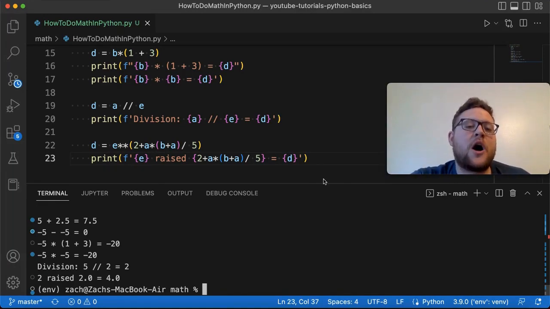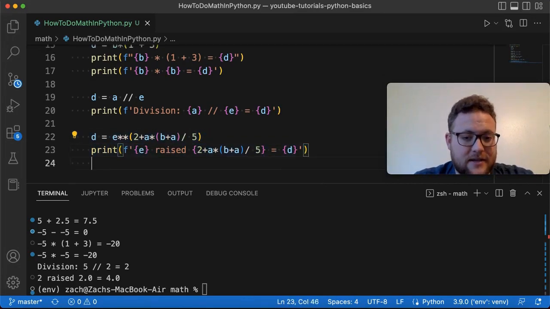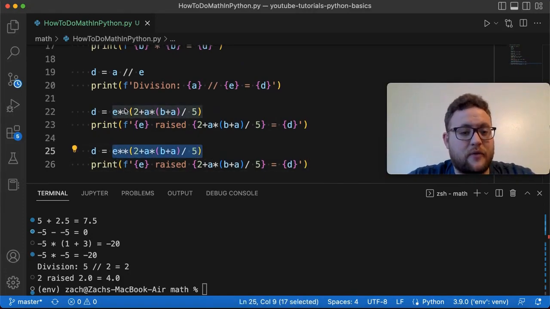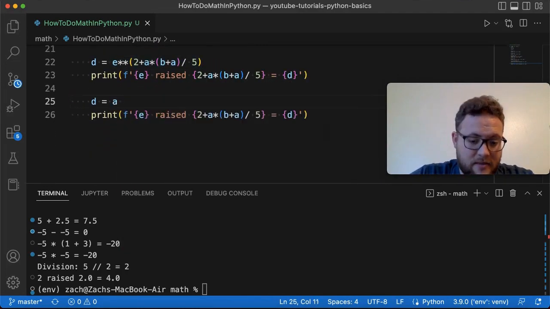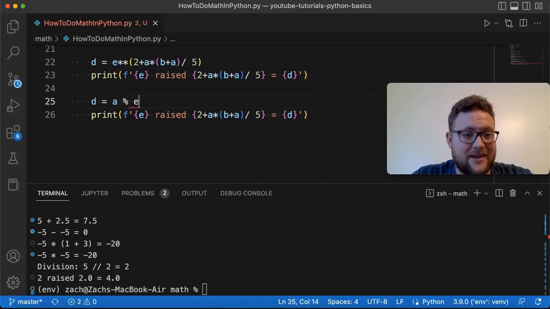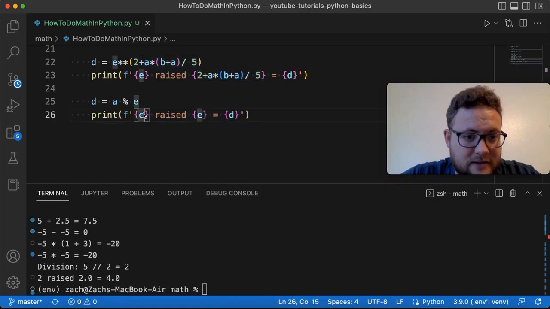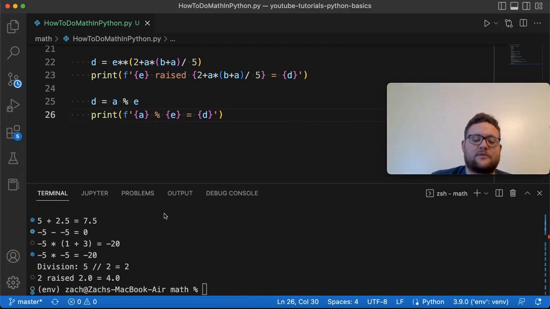So how do you do modulus division in Python, or the modulus of a value, basically getting the remainder? In Python, it's actually pretty nice. If we go back up to the top, we have 5, -5, 2.5. Let's do a modulus 2. The modulus sign is a percent sign, and then e. So we can say in our code here, this will be e, and this will be a. Now, again, this is going to give us the remainder value.